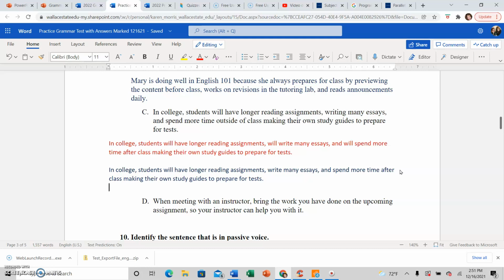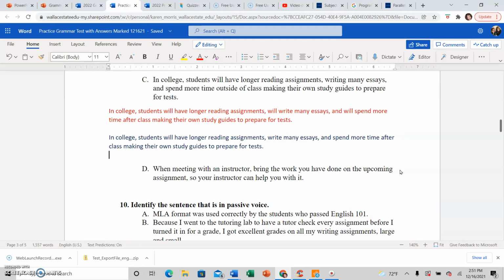So that just leaves us with answer D. D says, when meeting with an instructor, bring the work you have done on the upcoming assignment so your instructor can help you with it. That is a perfectly acceptable sentence. No problems with parallel structure anywhere there.